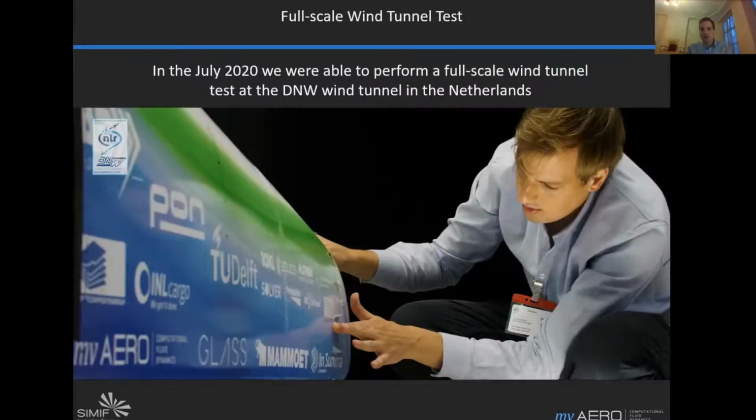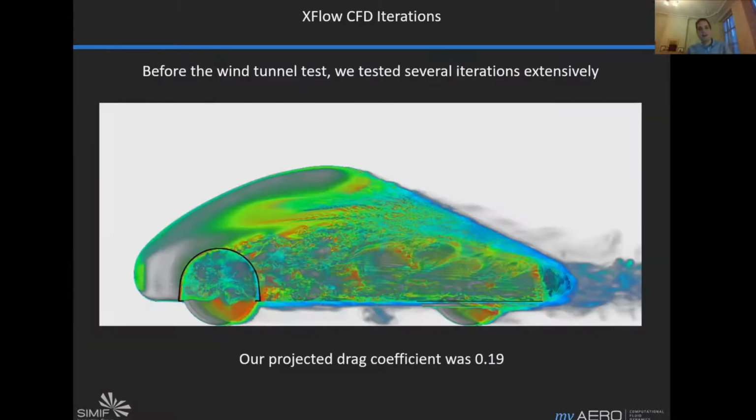And last summer we had a chance to perform a full-scale wind tunnel test with this little car at the DNW wind tunnel in the Netherlands. So this is me applying the final touches on some vortex generators. But before the wind tunnel test, obviously we used XFlow extensively to iterate our way towards a more efficient design.